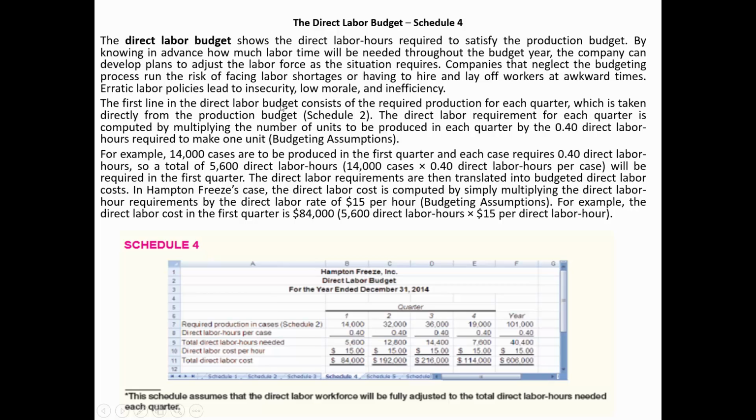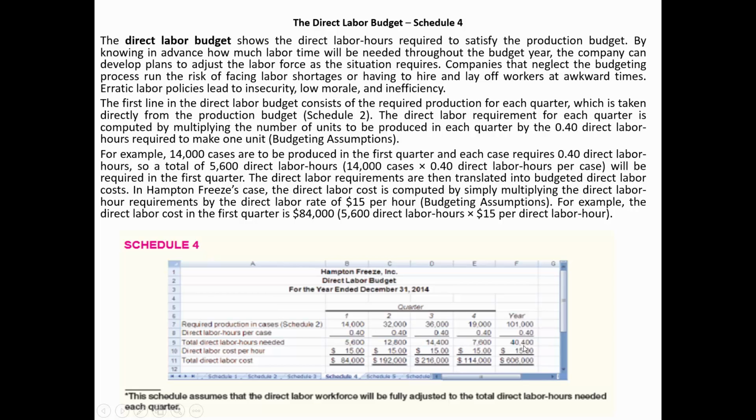The first line in the direct labor budget consists of the required production for each quarter, which is taken directly from the production budget in Schedule 2. So we can see the required production in cases from Schedule 2, each one of the quarters, what we're expecting to produce in each quarter. Now, I'm just going to paraphrase or summarize what this next paragraph says. The direct labor hours per case, we need 0.4 of an hour for each one of the cases. So the total direct labor hours needed will be 5,600 in quarter one, 12,800 in quarter two.